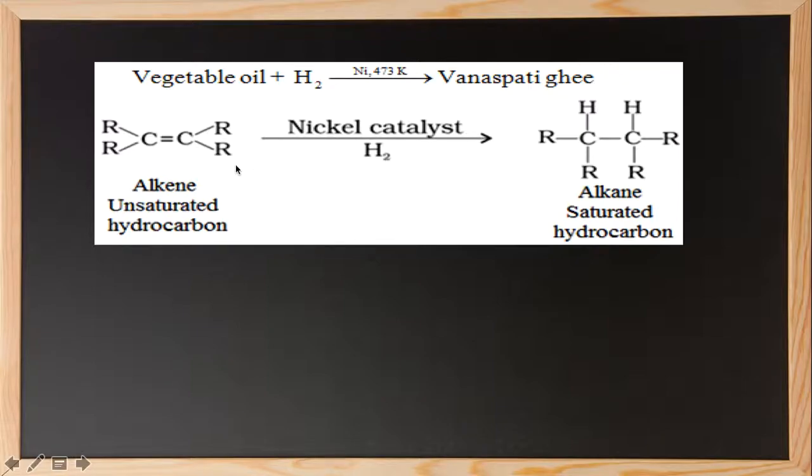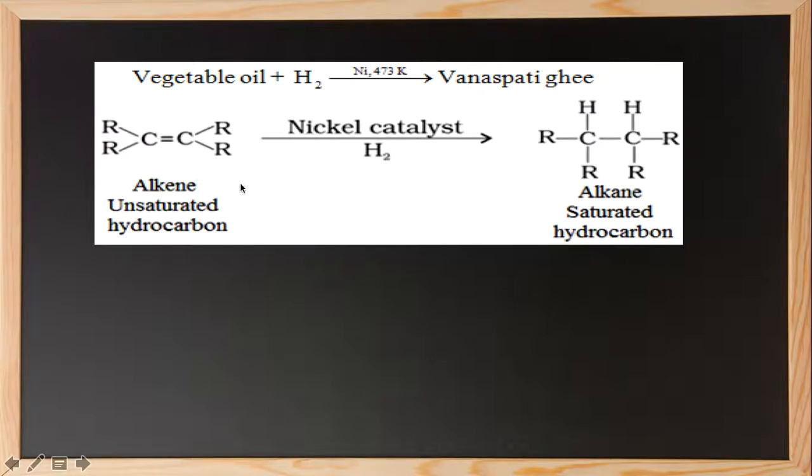So this is an unsaturated hydrocarbon. This is an alkene. It has a double bond, hence it's an alkene, an unsaturated hydrocarbon. So when we add the catalyst nickel, this unsaturated hydrocarbon will add H2, that is hydrogen, and will form a saturated hydrocarbon. See, there is no double bond here. Everything is single bonded. So it is a saturated hydrocarbon.